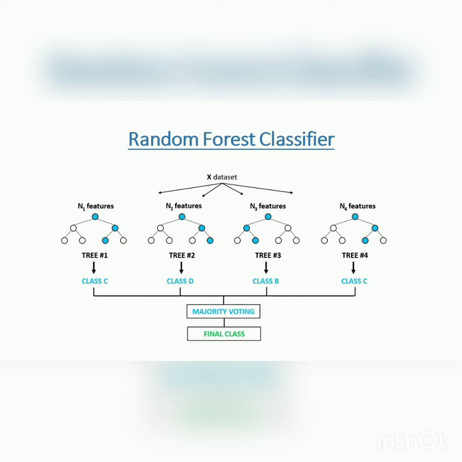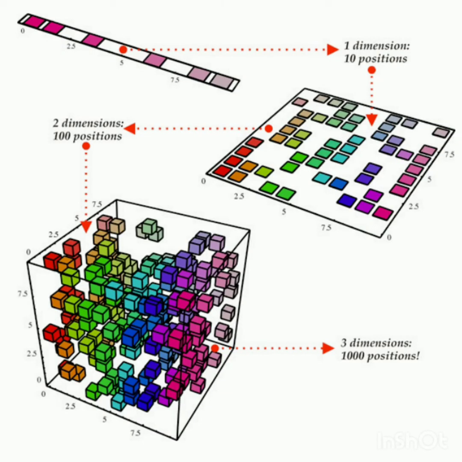If there are M input variables, a number m much lesser than M is specified such that at each node, m variables are selected at random out of M and the best split on these m is used to split the node. The value of m is held constant during the forest growing. Each tree is grown to the largest extent possible. There is no pruning.